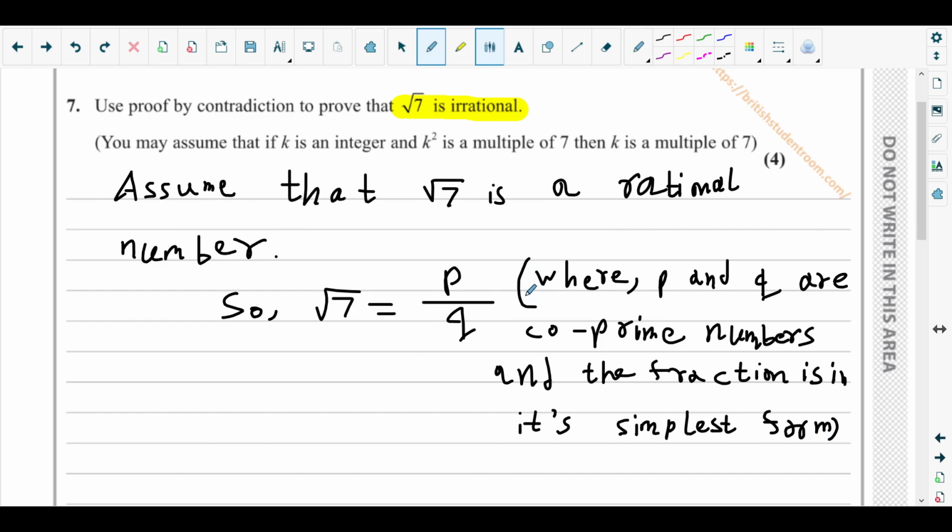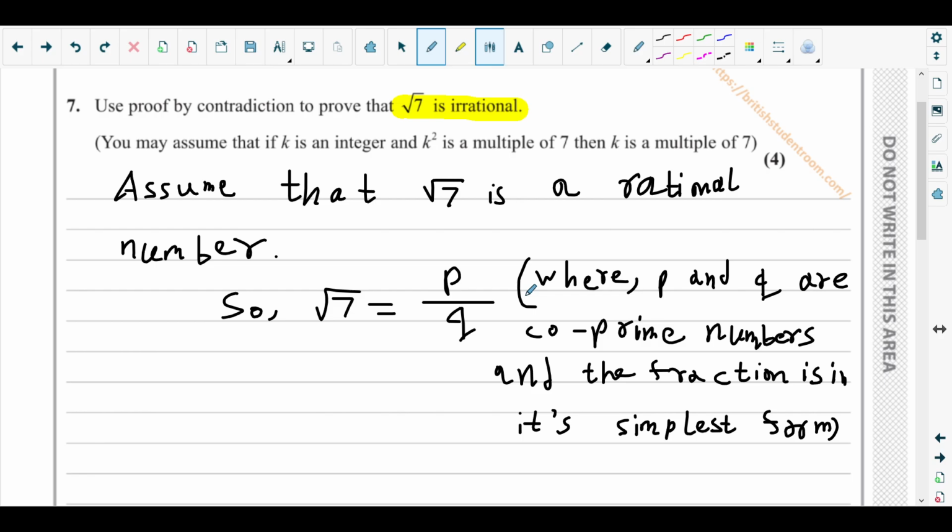Now let me explain what I have written in the bracket. P and Q are co-prime numbers. What does it mean, co-prime numbers? Co-prime numbers means both P and Q are prime numbers. So if both P and Q are prime numbers, then we know that prime numbers have factors itself and 1 only. So since P and Q are co-prime numbers, that means P over Q is in its simplest form, then you cannot simplify it any further.